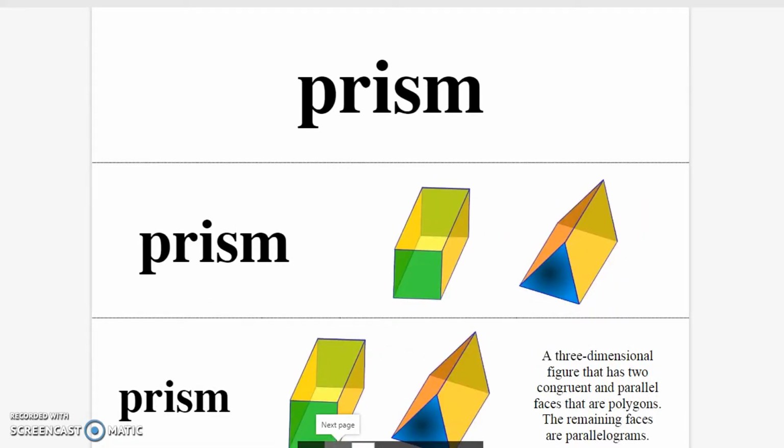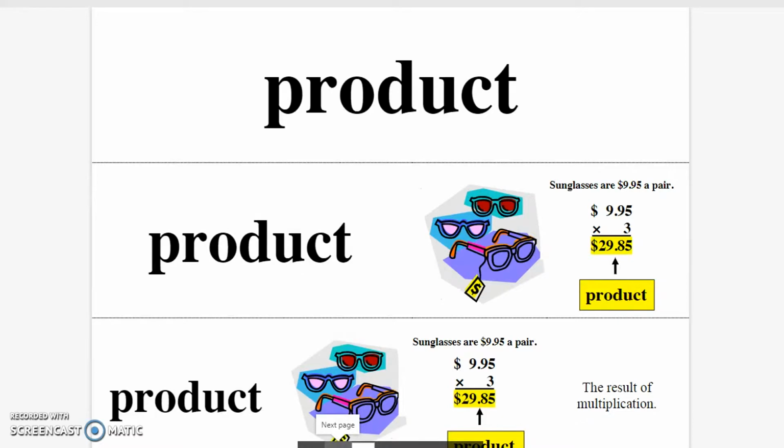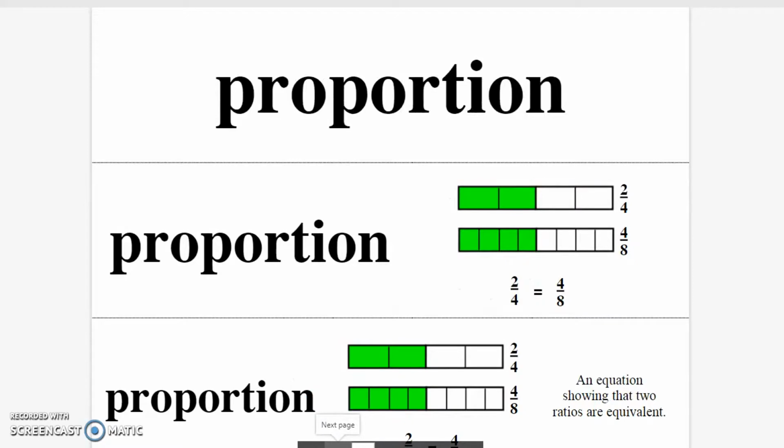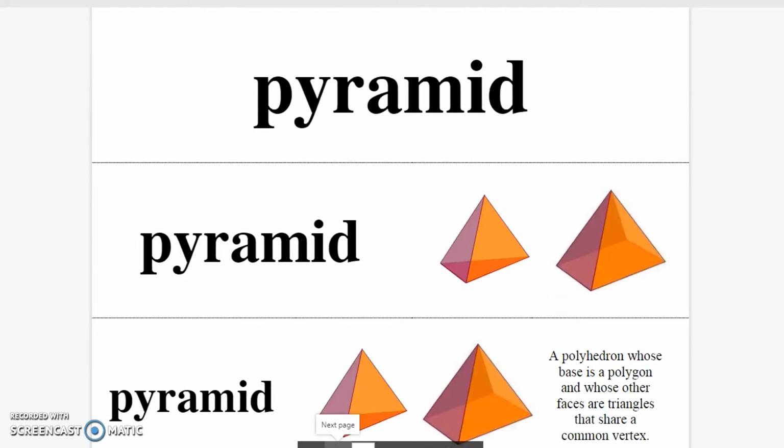Prism, a three-dimensional figure that has two congruent and parallel faces that are polygons, and the remaining faces are parallelograms. Product, the result of multiplication. Proportion, an equation showing that two ratios are equivalent. Pyramid, a polyhedron whose base is a polygon and whose other faces are triangles that share a common vertex.